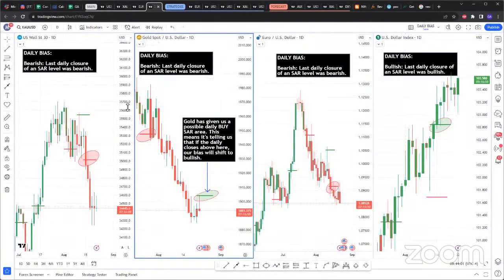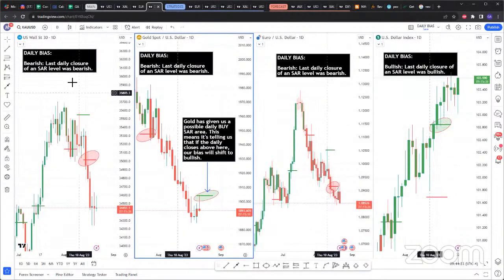I always use my daily bias, and this is just for me. If you talk about a daily bias, the way I use it is with the daily SAR. I put the instrument I'm trading on the daily time frame, and I do not extend the lines. So that's how I get my daily bias.